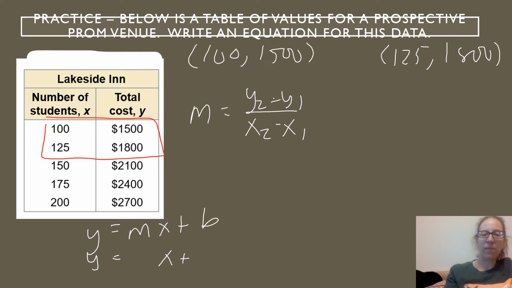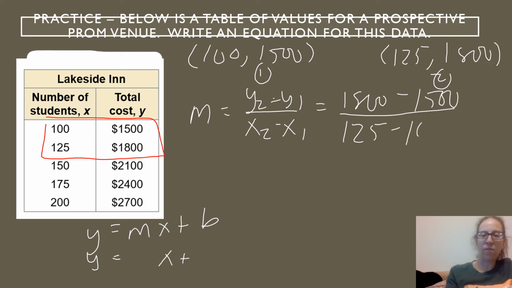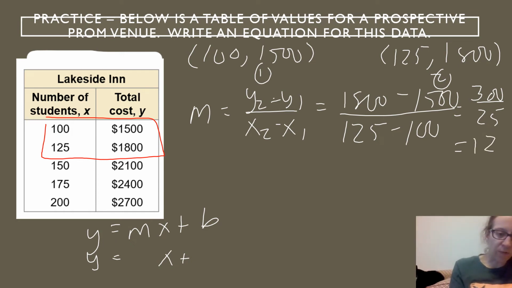Okay, and I'm going to go ahead and pick point 1 and point 2 because I think that's going to come out nicer. And so this will give me y2, which is 1,800, minus y1, which is 1,500, over x2, which is 125, minus x1, which is 100. That is 300 over 25, which is 12. So here's my 12. I'm going to go ahead over here to my equation, and we'll put in 12. So the slope is 12. 12 what? $12 per student.